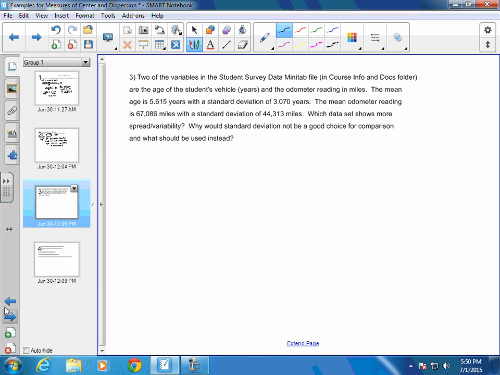What we want to do when we have two different data sets like this, or even the same data set measured in different units, like if one data set is heights of a history class measured in inches, and the other is heights of a math class measured in centimeters. Well, centimeters is a smaller unit. You're going to get more differences in the centimeters than you are in the inches. So here we say, nope, not standard deviation, but let's use the CV, the coefficient of variation.